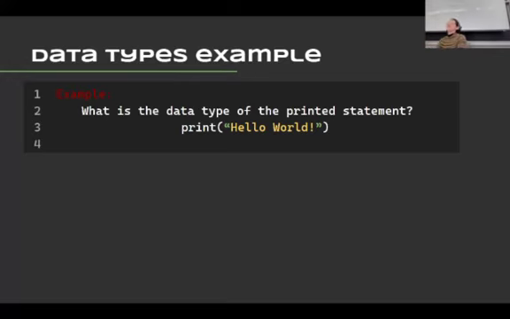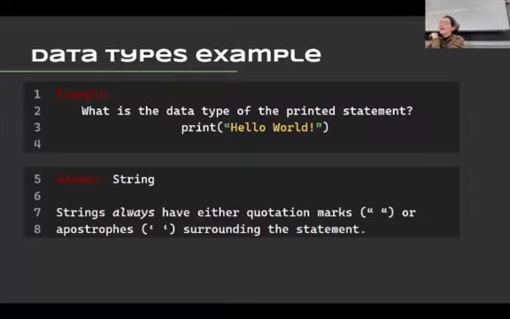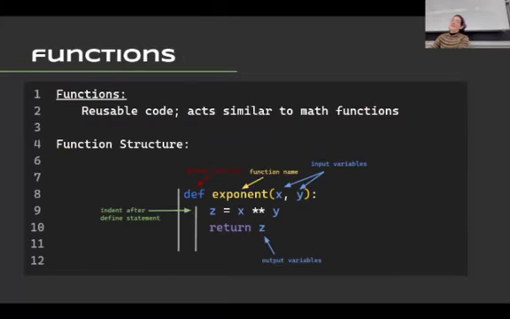So let's go over a quick data types example. What would the data type of the printed statement be? You can just say it. Yes, it would be a string. Strings always have the quotation marks, and it has to be consistent. It's either apostrophes or quotation marks. You can't do a quotation mark and an apostrophe. Python yells at you. You just can't do it. So pick one and stick to it. I like apostrophes. It genuinely doesn't matter.